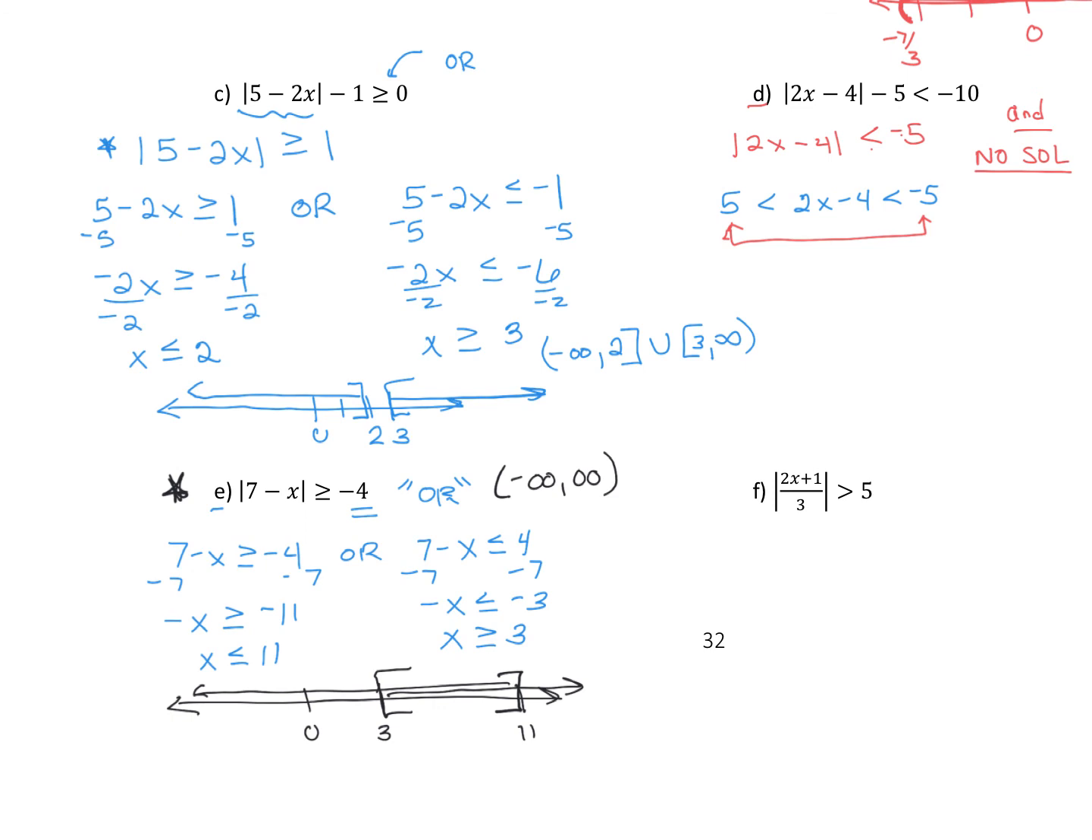So for our final example here, we have a rational, so a fraction inside the inequality. And that doesn't really change anything. So we're going to look at this, and we notice that it's an "or" statement. So we'll have two inequalities with the word "or" in between. So we've got (2x plus 1) over 3 is greater than 5, or (2x plus 1) over 3 is less than -5.